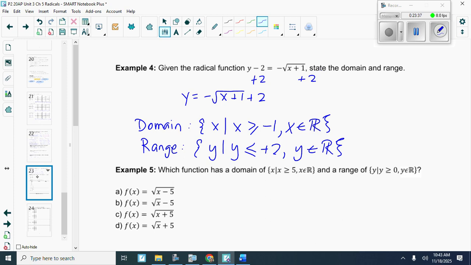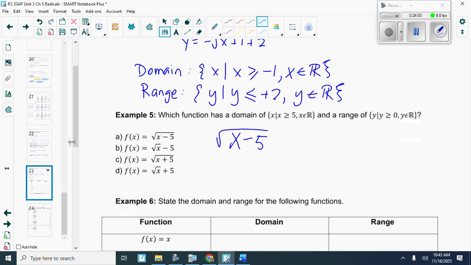All right, example 5, which function has a domain where x has to be greater than 5? So we're looking for something like that with the domain and a range. If it has to be greater than or equal to 0, that means that, because it's greater than, there's no reflection. And because it's 0, there's no vertical translation. So we're looking at A. Okay, so just make sure that you can kind of see the difference between all 4 options. Okay, hopefully the distractors weren't very distracting for you.